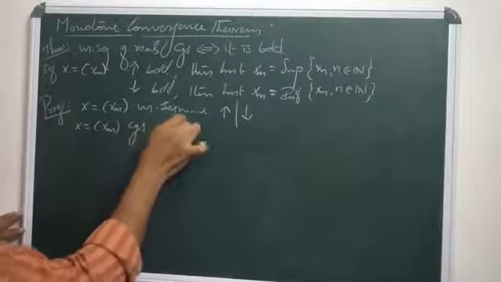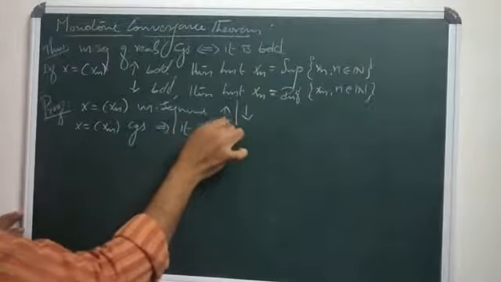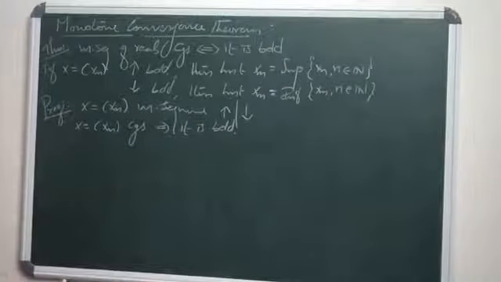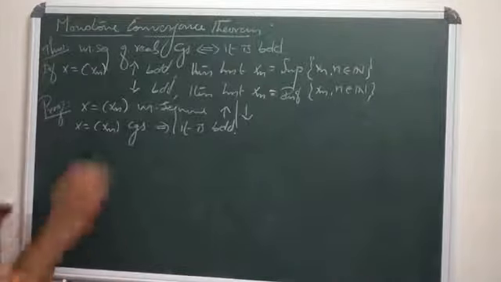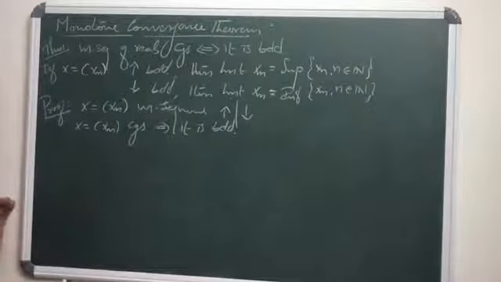Convergence means immediately it is bounded. Why? Because we know that every convergent sequence of real numbers is bounded. That's already a proved result. So when X = (xn) converges, surely it is bounded. There is no doubt. So the first part is clear.